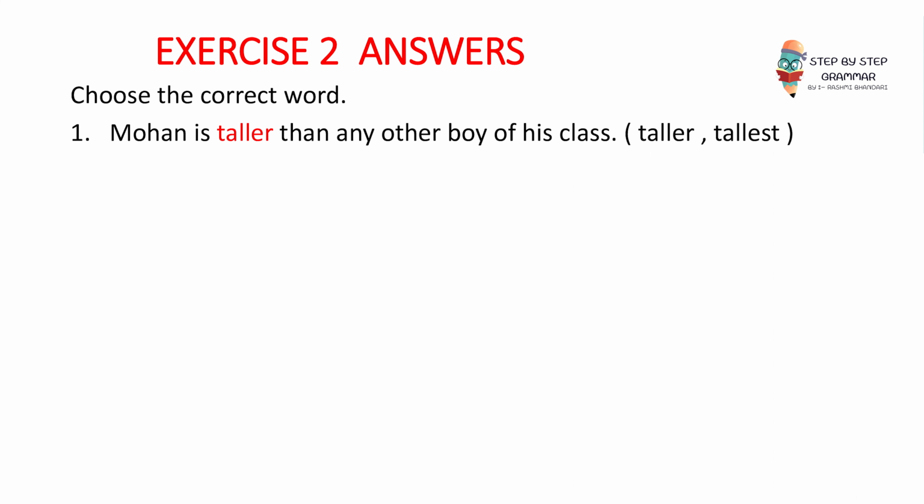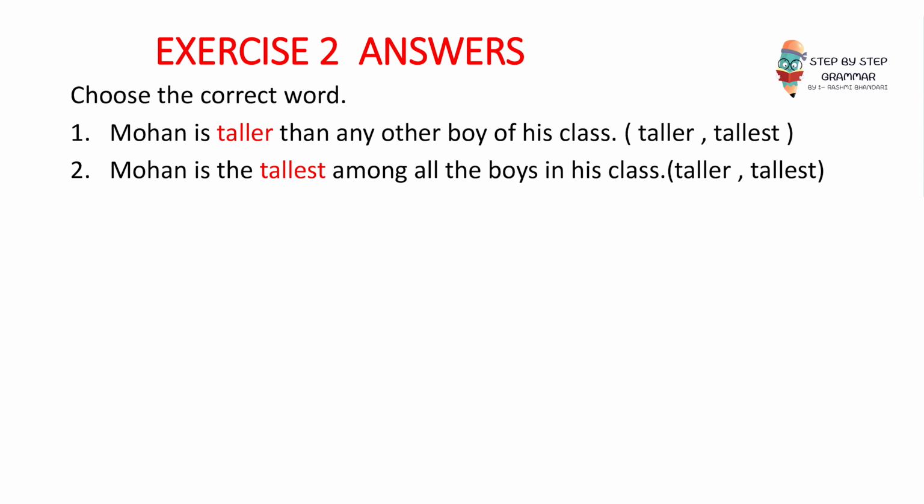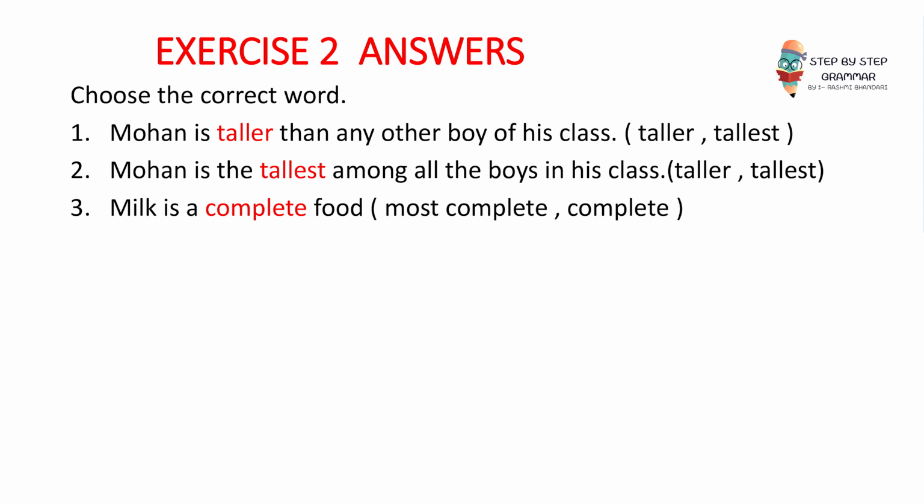Then similarly, the next one I have taken similar to Mohan, only talking about Mohan. Mohan is the dash among all the boys in his class. Now what are we doing? All the boys we compared, and then we came to a conclusion that Mohan is the tallest boy in the class. Milk is a, means positive degree, a complete food. We say milk is a complete food because it contains all the nutrients.